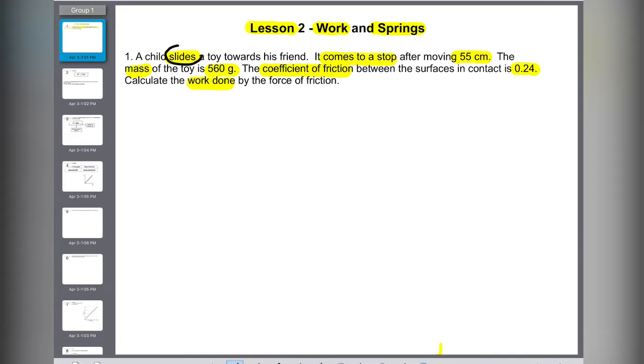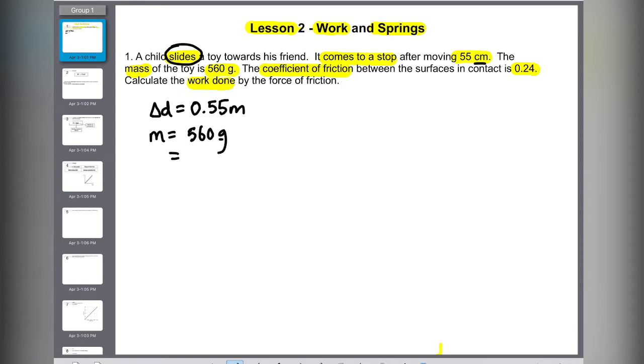I don't know if you see this key term slide. That means I don't have an applied force. So it left my hand and it just keeps sliding. So the only force acting on this object is the force of friction. And it comes to a stop after moving 55 centimeters. So hopefully right away you recognize that when it says centimeters, we have to change it to the SI unit, which is meters. The mass of the toy, so m, is 560 grams.